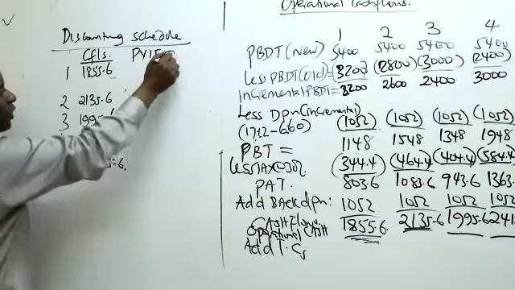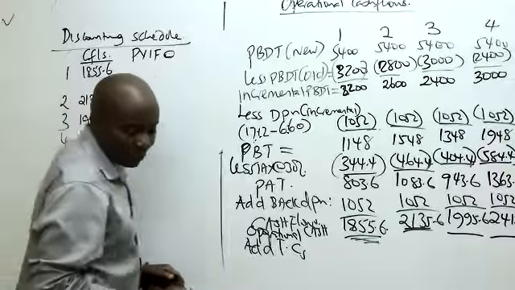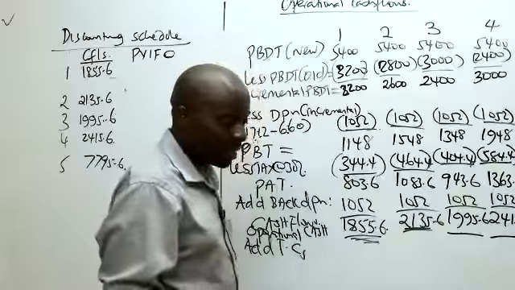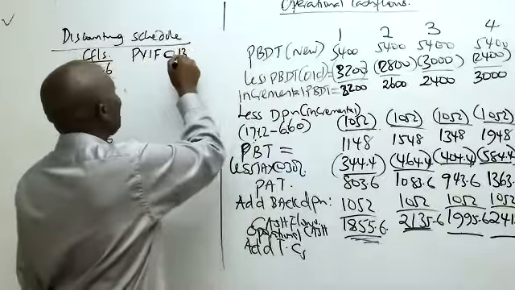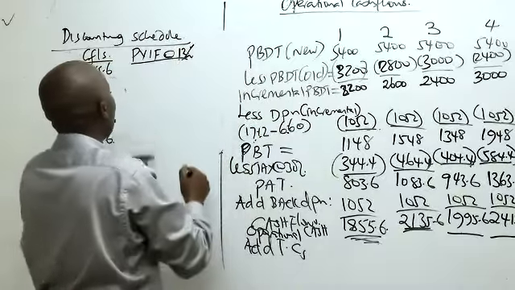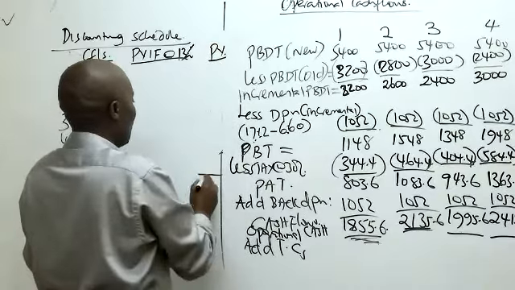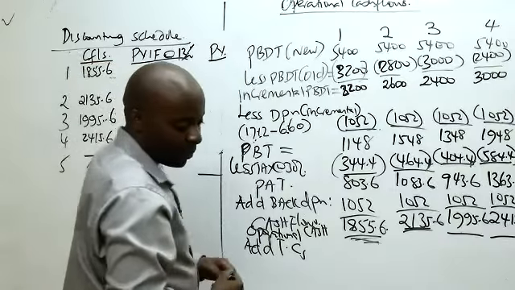So create a column for PV. What is the cost of capital? The cost of capital given is 13%. So please use this 13%, and then give me the PVs for all the years, and then give me the total present value. I'm giving you exactly 2 minutes.